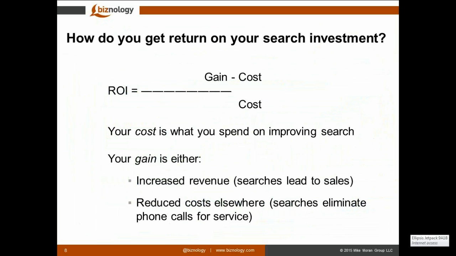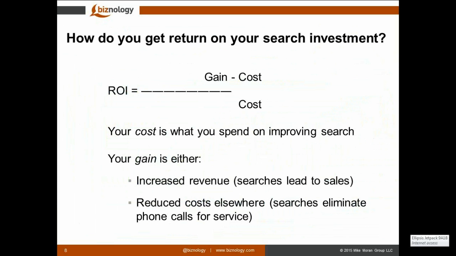So the first thing we want to ask ourselves is, how do you get a return on your search investment? Return on investment is kind of an easy formula. It's the gain that you get from the investment minus the cost, divided by that same cost. Now, your cost is what you spend on improving search, and your gain could come from either or a combination of two things. Your gain could either be increased revenue, so more of your searches are leading to sales, or it could be reducing your costs. So for example, if your searches are about customer service, you might be able to reduce the number of phone calls that you're taking because more people are finding their answer on the website.